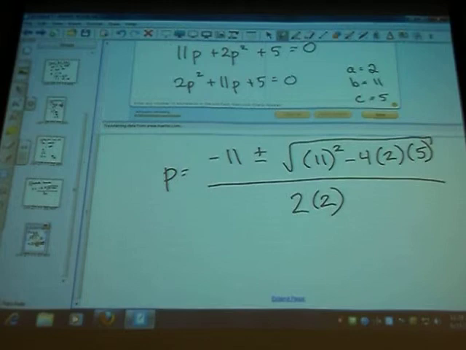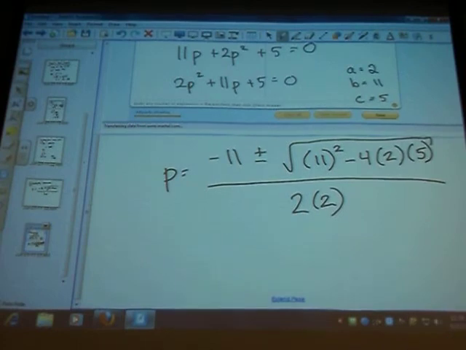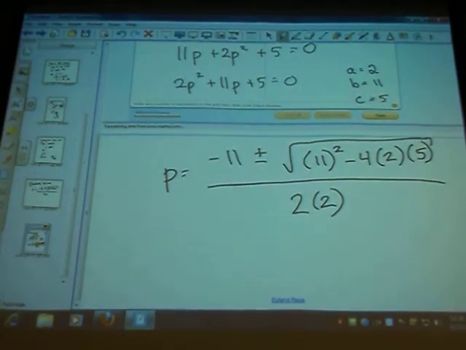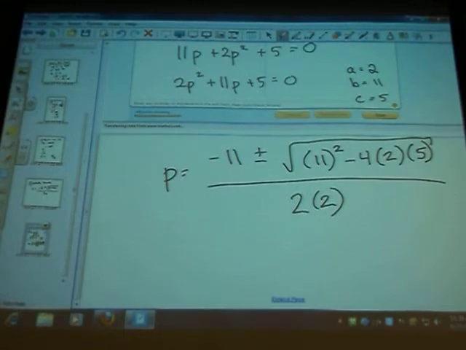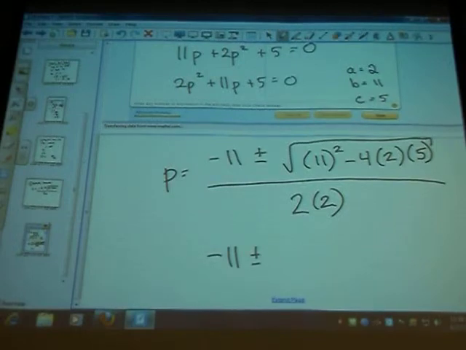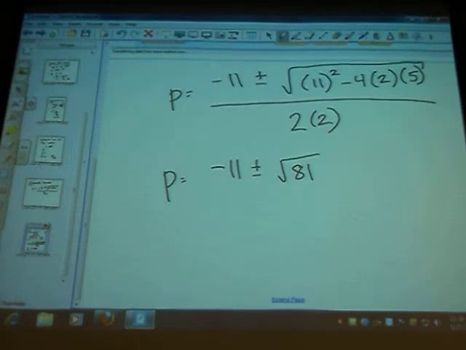Now I highly, highly recommend you guys do the stuff inside the square root all in one shot. So put that stuff inside your square root. Don't put the square root in the calculator, just the stuff inside it. Put that stuff in all at once. So 11 squared minus 4 times 2 times 5. Now, if you don't have a graphing calculator, you can do the 11 squared separately, and then minus 4 times 2 times 5. Now I got 81 there.